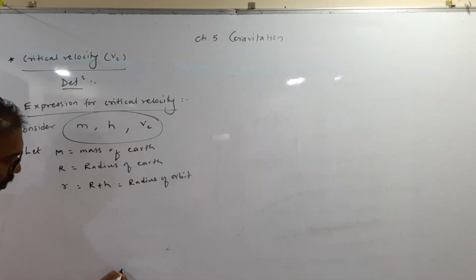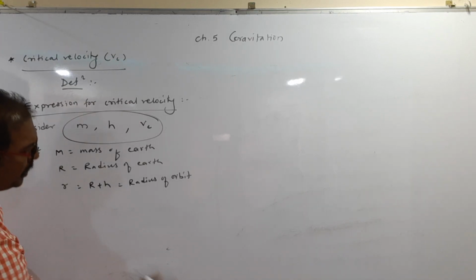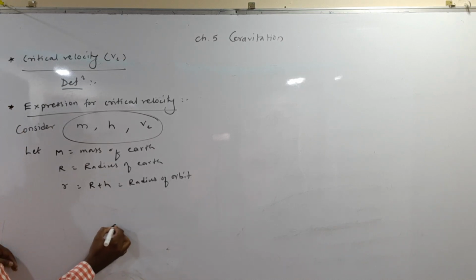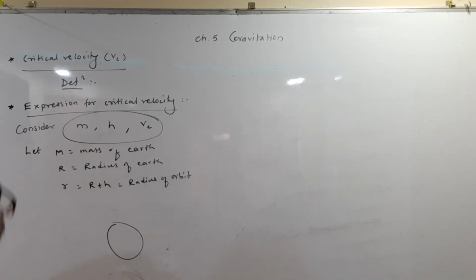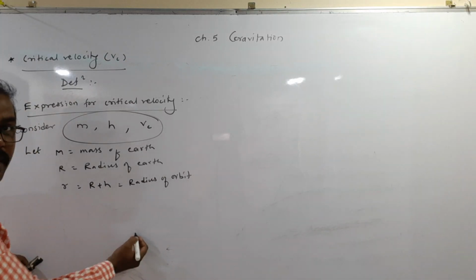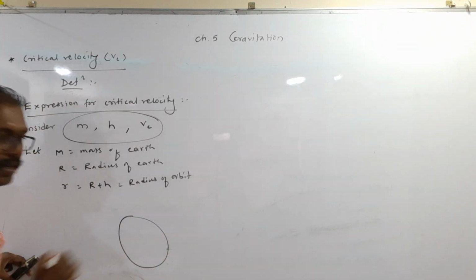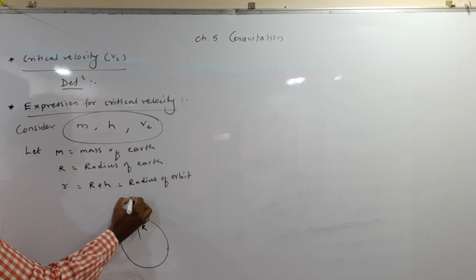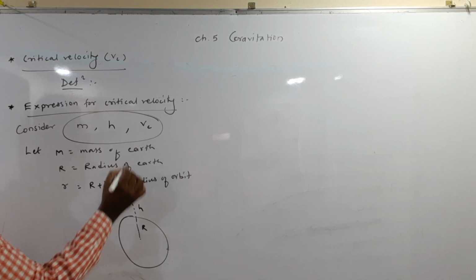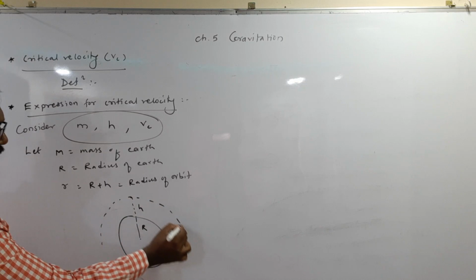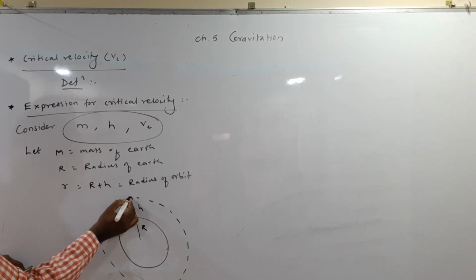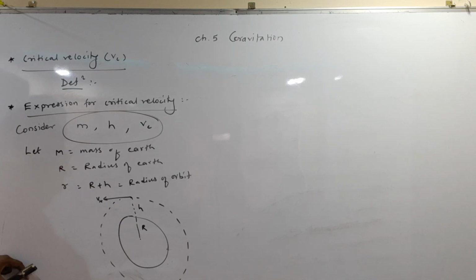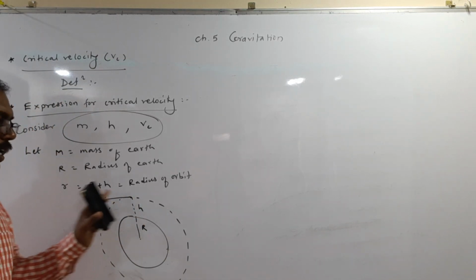So this is earth. I am showing a little smaller diagram. This is the radius and the satellite is at height h. So this is height h. The satellite is revolving in a circular orbit. Let me show the circular orbit here. This is a horizontal velocity. Now this r plus h is the radius of orbit.